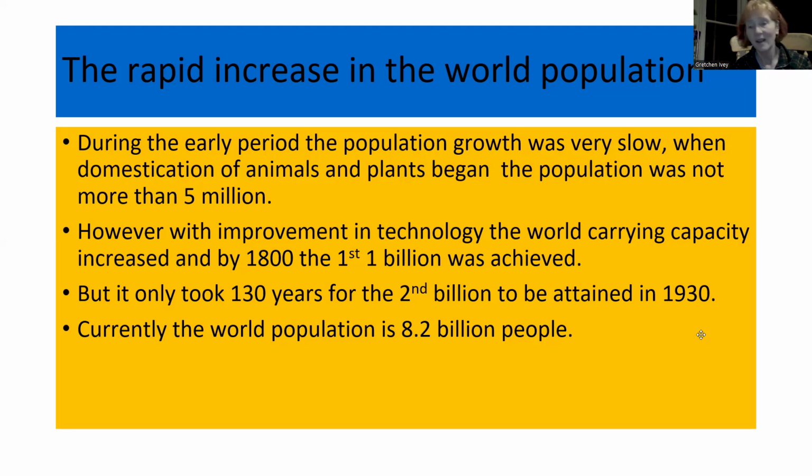Now, it only took 130 years after that to reach the second billion. So by 1930, the world population hit 2 billion. Now, currently, in 2025, the world population is at 8.2 billion people. I believe we are supposed to hit 9 billion by about 2045. There's various estimates on that.